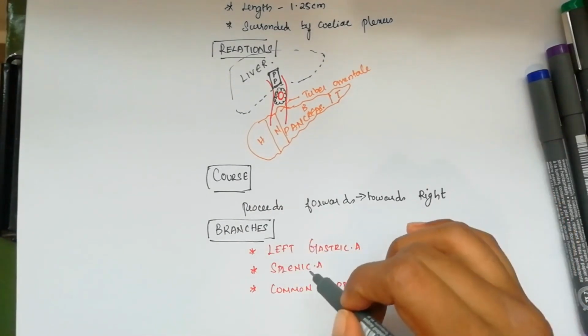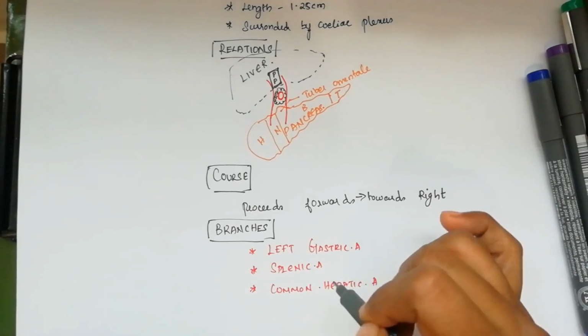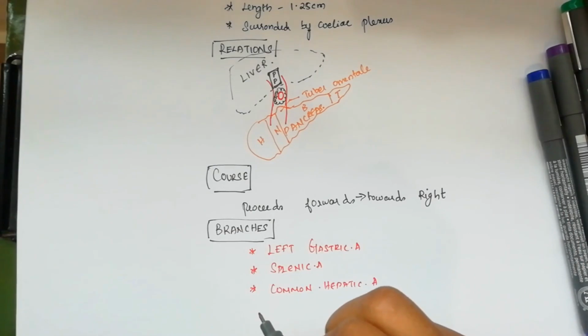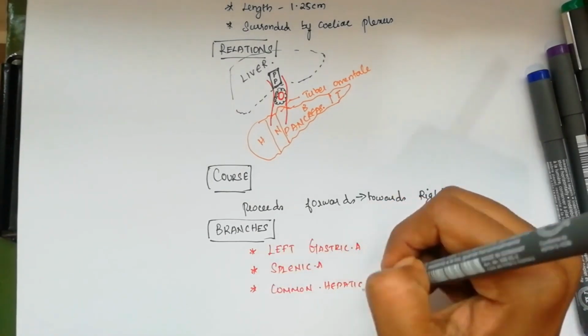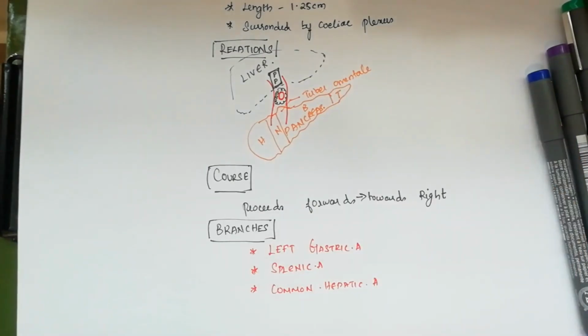So the left gastric artery, as the name indicates, is passing towards the left side to supply the stomach region, and then we have got the splenic artery to give its major supply to the spleen, and then we have got one more artery, that is the common hepatic artery. Now we will see the details of each artery separately. That is, we are going to deal with the branches of the celiac trunk in a detailed account.